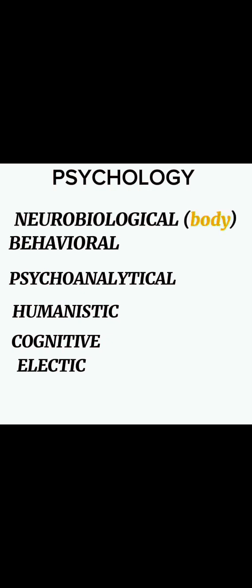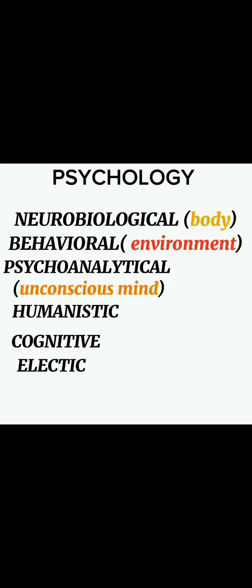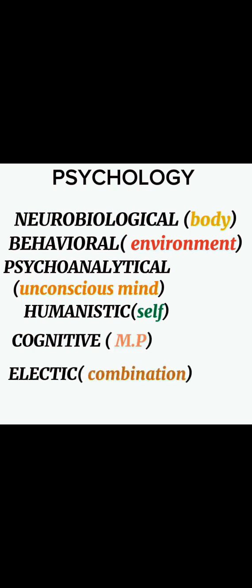And then we said in the neurobiological approach, who's responsible for behavior? It is your body, specifically activities of the brain and the CNS. And then the behavioral approach, the environment. In the psychoanalytical approach, the unconscious mind. In the humanistic approach, we said the self. And then in the cognitive approach, we said mental processes. In the eclectic approach, you said it's a combination. So almost anything we've just mentioned can be a cause of behavior.